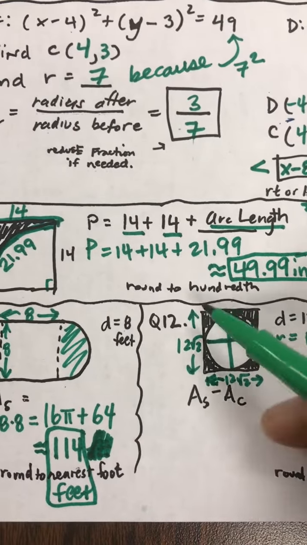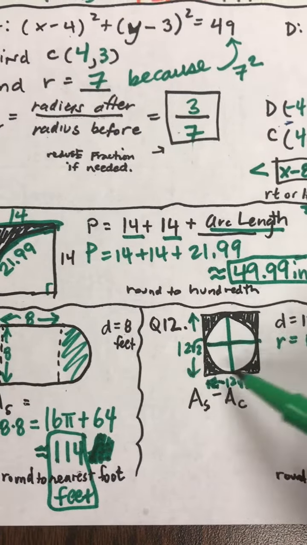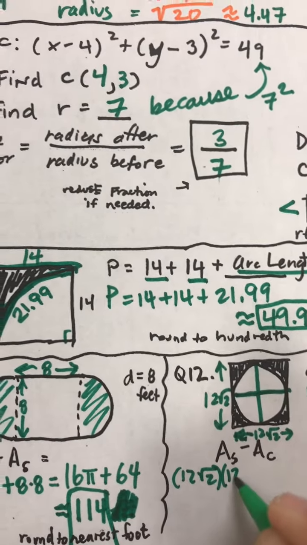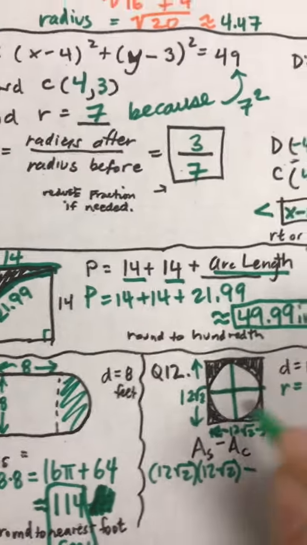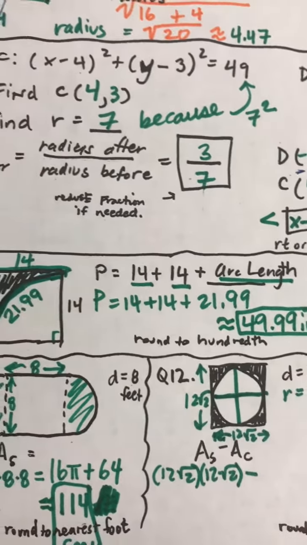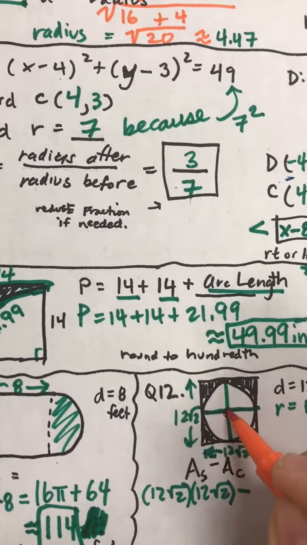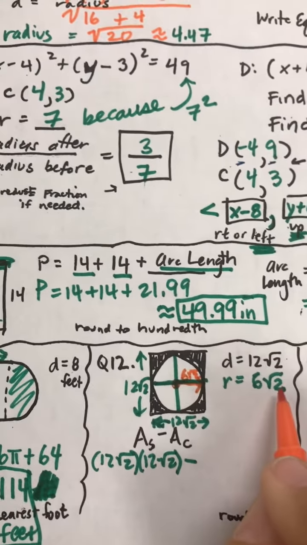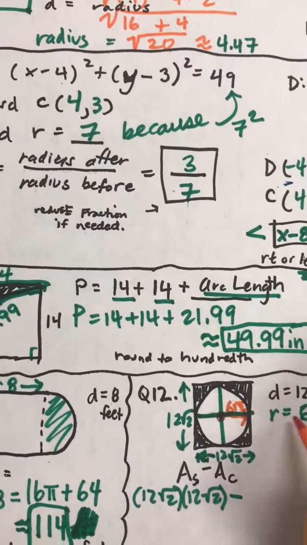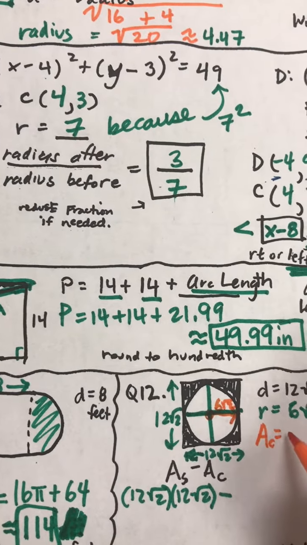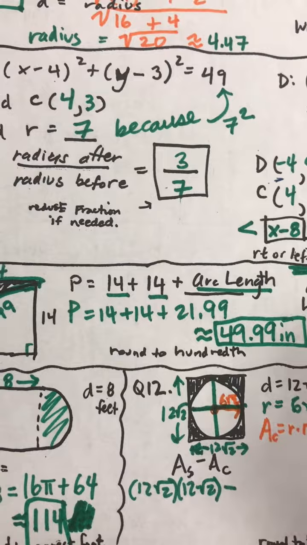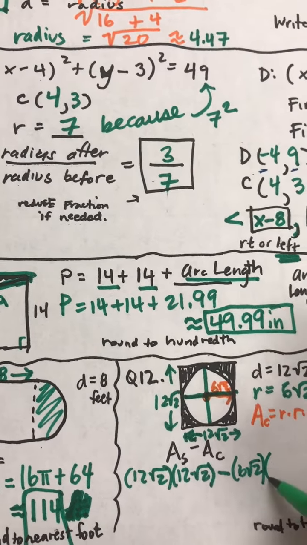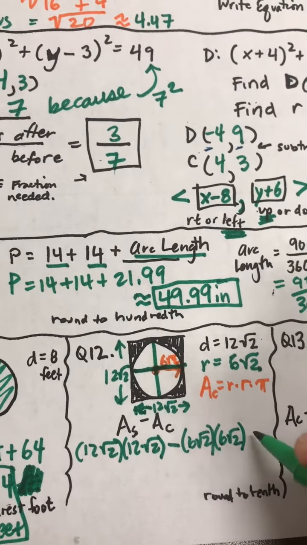This is a question where I take the area of my square and I cut out my circle. So the area of my square is 12 times the square root of 2 times 12 times the square root of 2. And the area of my circle would be based on my radius, and so that would be 6 times the square root of 2 as my radius. So the area of a circle is the radius times the radius times pi. So that would be 6 times the square root of 2, times 6 times the square root of 2, times pi.